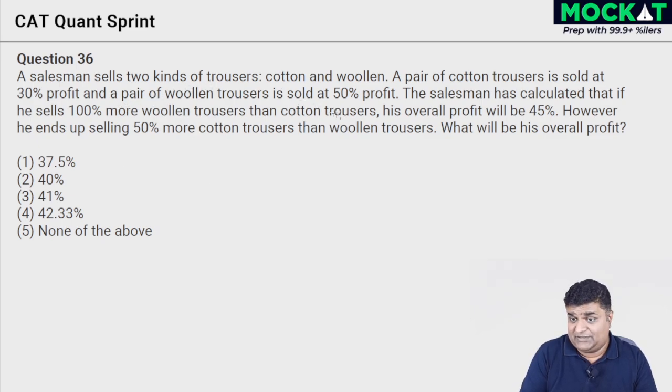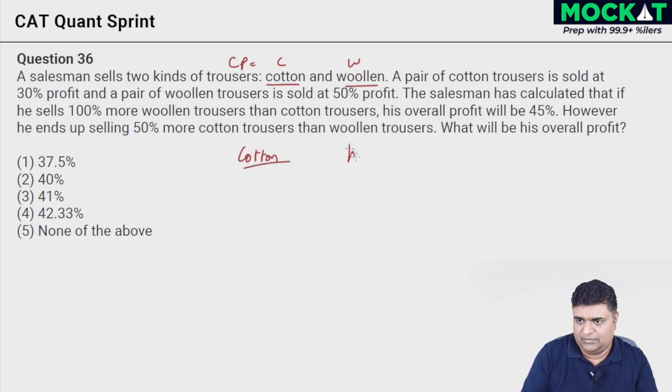On to question 36. A salesman sells 2 kinds of trousers, cotton and woolen. A pair of cotton trousers is sold at 30% profit, and a pair of woolen trousers is sold at 50% profit. The salesman has calculated that if he sells 100% more woolen trousers than cotton trousers, and everything is in percentage terms, but I have a cotton, I have a woolen, I don't know the cost prices. So let the cost prices be C and W.